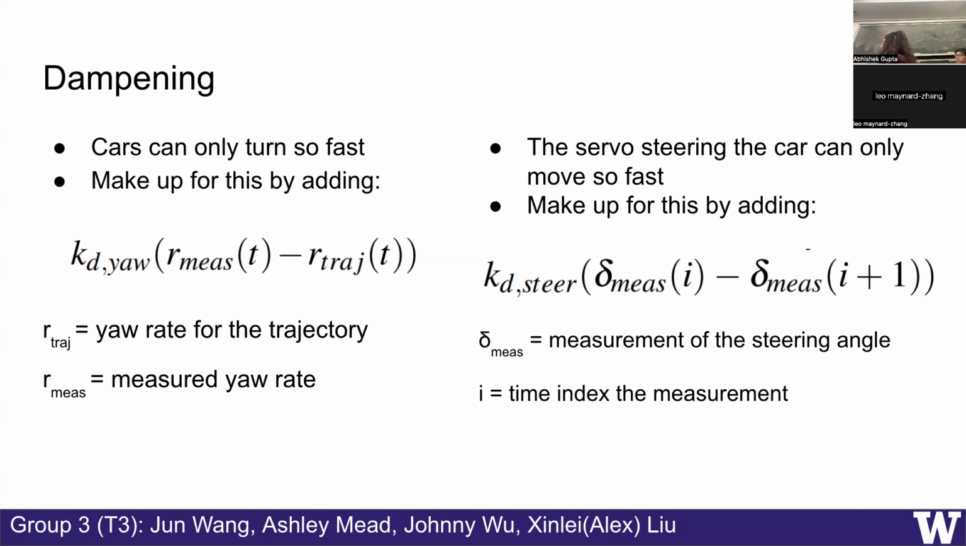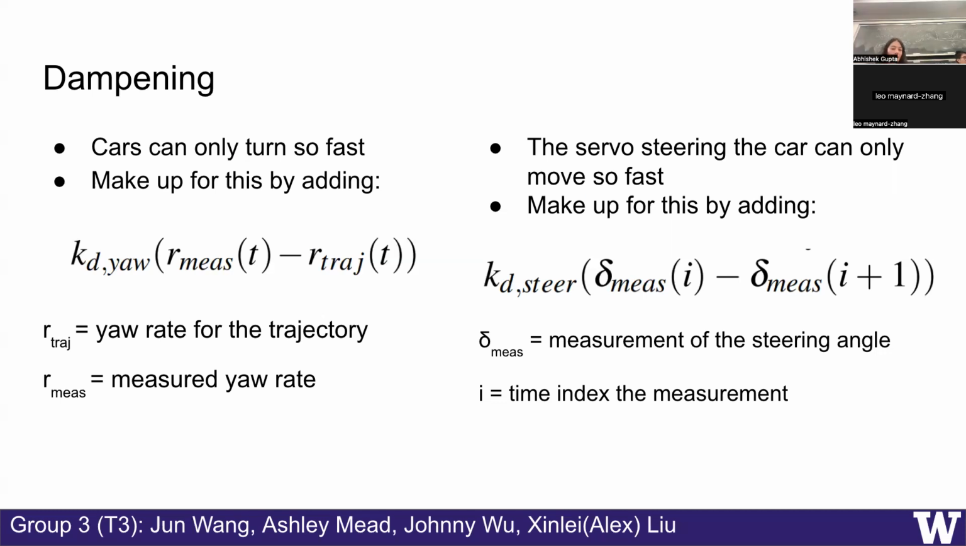And then the other equation is the steering. The steering wheel was controlled by a servo, and that servo has a limit to how fast it can actually turn. So we take the measurement of how fast it's actually steering, and we take that into account.